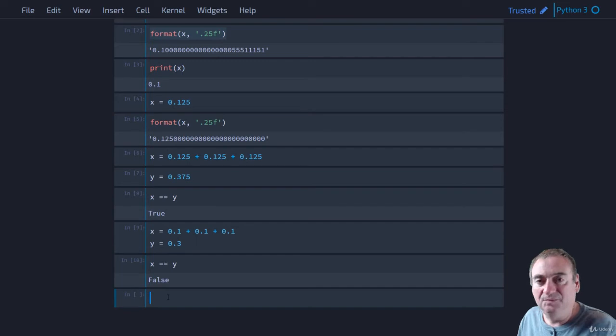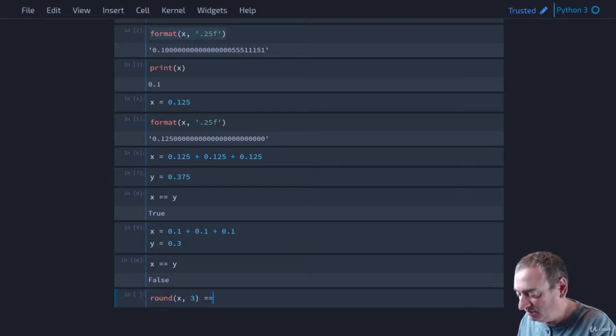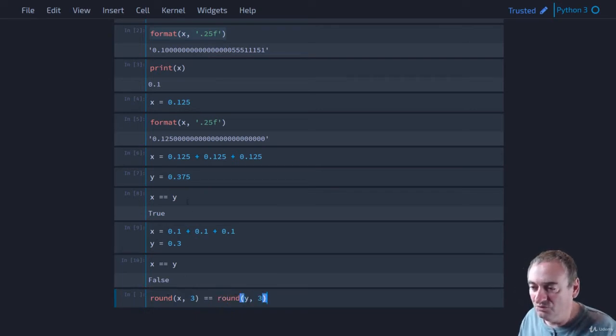We looked at that in some detail in the previous video, and we really have two ways of doing it. One is to round. We could do something like this: we could say round x, comma 3 equals round y, comma 3. So we're rounding x and y to 3 decimal points.